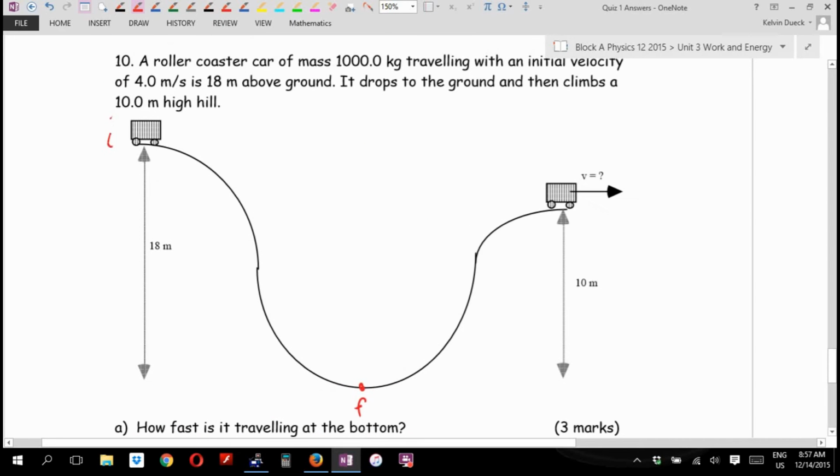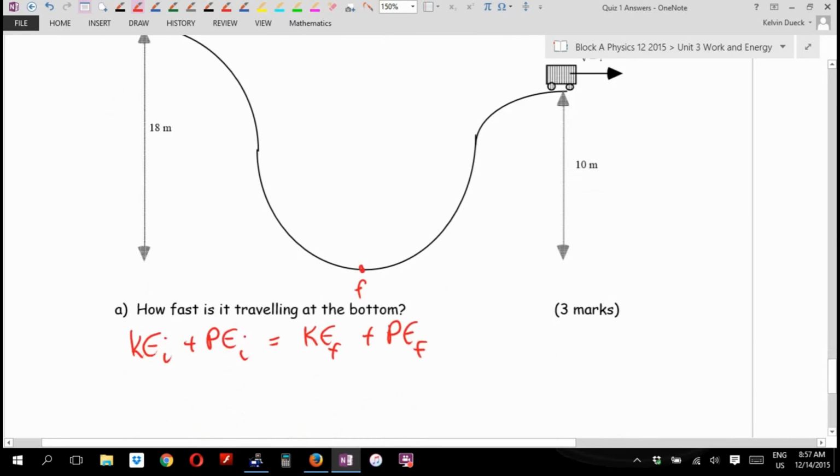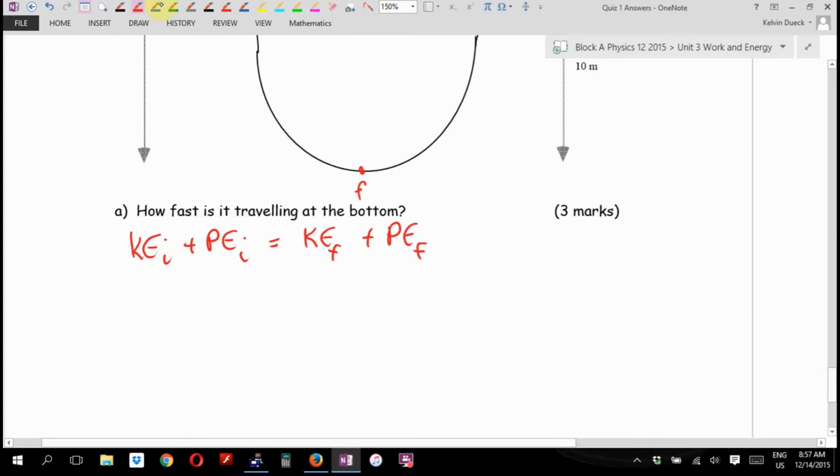Did we start out at rest? No. Okay, that's sneaky, Mr. Dewick. Oh. That'll be 0. A half mv initial squared plus mgh initial equals a half mv final squared. Oh!